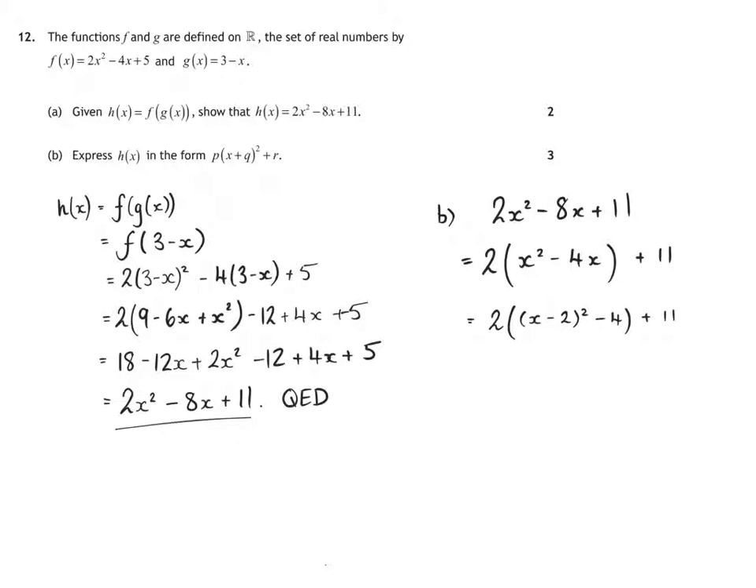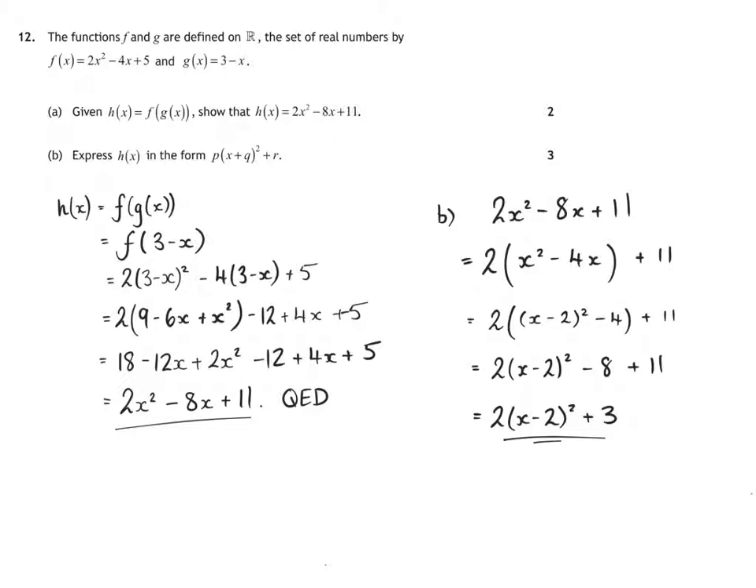Again, if you're not sure on completing the square, there is a video on it in Expressions and Formula. I've gone through both National 5 recap and into this, which is a slightly harder version from Higher. So we multiply this out, so we get 2 times (x minus 2) squared minus 8 plus 11 equals 2 (x minus 2) squared plus 3.